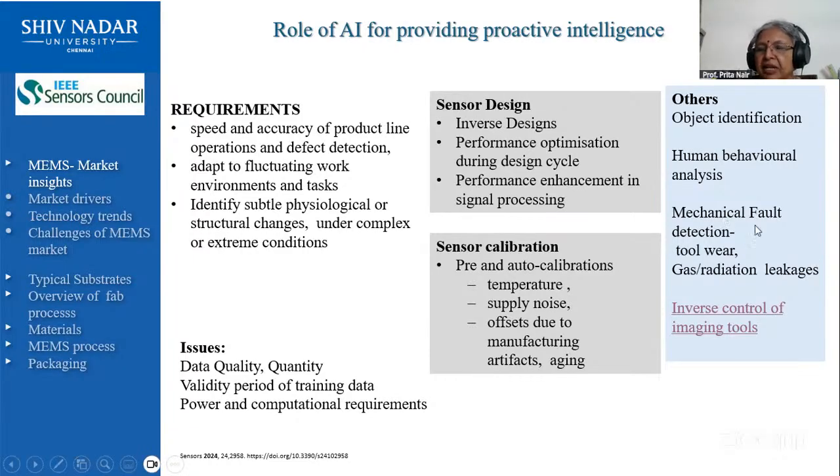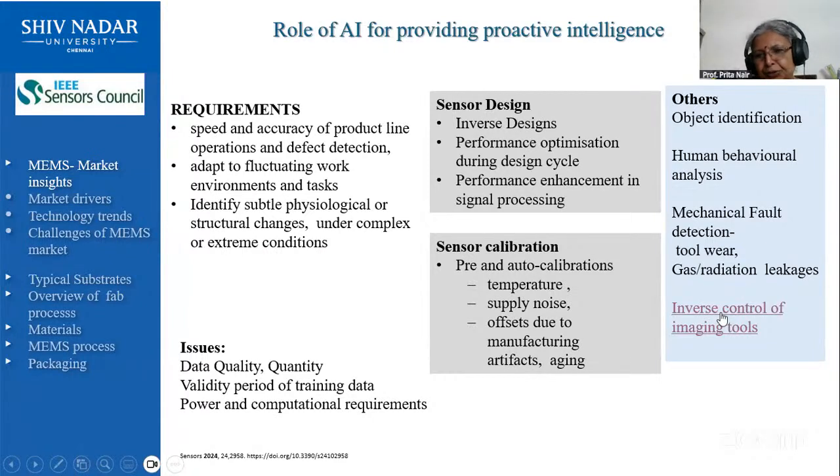You can have in the industrial areas, in the production line, mechanical fault detection, right? Can you identify the tool wear before that starts affecting the production line? Can you identify the gas and radiation leakages and do some corrective action for that? And the other area is, can you do an inverse control for imaging tools? I will give a small example there.